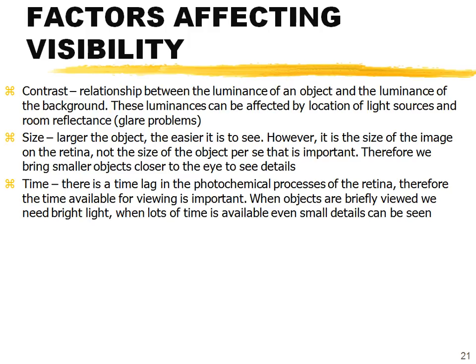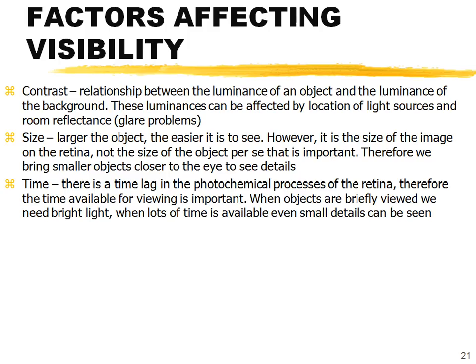Size is another one. Not the actual size of the object per se, but the size of the projection of an object onto the retina is what matters. So for example, if you're trying to look at a very, very small object, you put it through a bunch of lens systems and magnify it. As long as the projection is large enough on the retina, you'll see just fine. You'll see all the details. So it's the projection of the object on the retina that matters for how well we are able to see the details of that object.